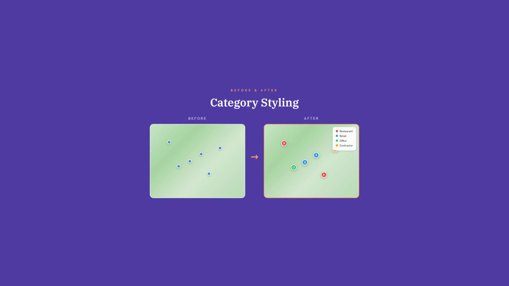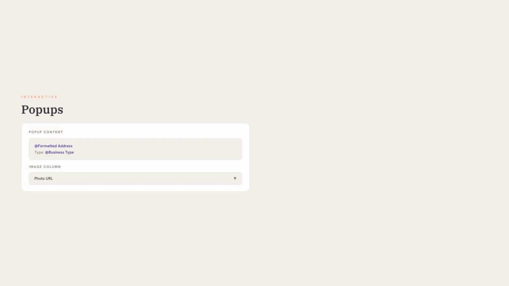You can also create pop-ups that appear when you click a marker. Open the Pop-ups menu and type Custom Text, or use the @ symbol followed by a column name to pull in data from your spreadsheet, like @formatted address or @business type. If you have a column with image URLs, you can display those images in the pop-up as well.